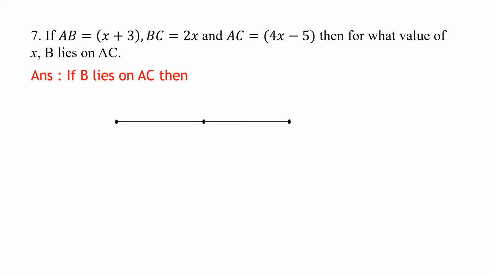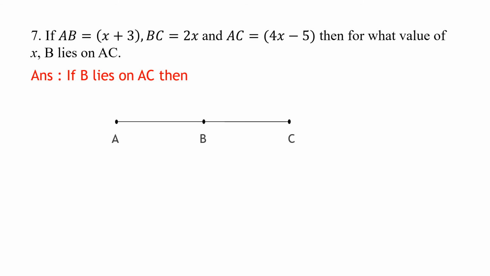Again, B is a point which lies on AC. So we have got a line segment AC. We have got a point B which lies on AC. The measure of AB is now given x, BC is 3 plus 2x, and AC is 4x minus 5. We have to find the value of x.